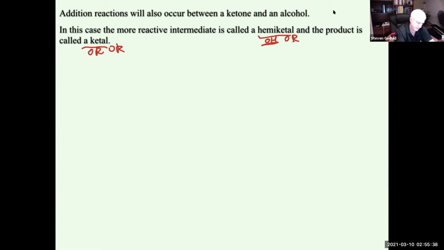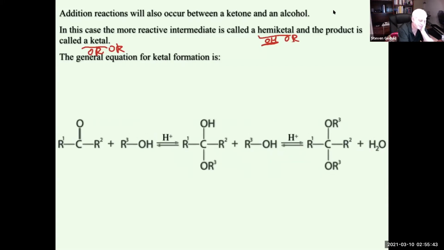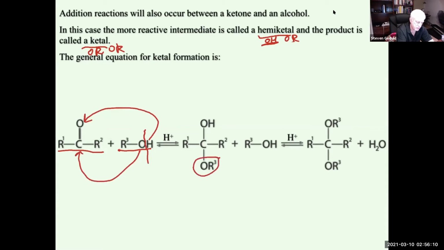So it's hemi. The general equation for a ketal formation is, now we've got a ketone. Both those R groups are carbon groups. There's your alcohol, and it's an addition reaction. We're going to add H and OR. We're going to add H to the oxygen. We're going to add OR to this carbon. So here's your OR, here's your OH, and we still have our backbone, our two R groups from the ketone.